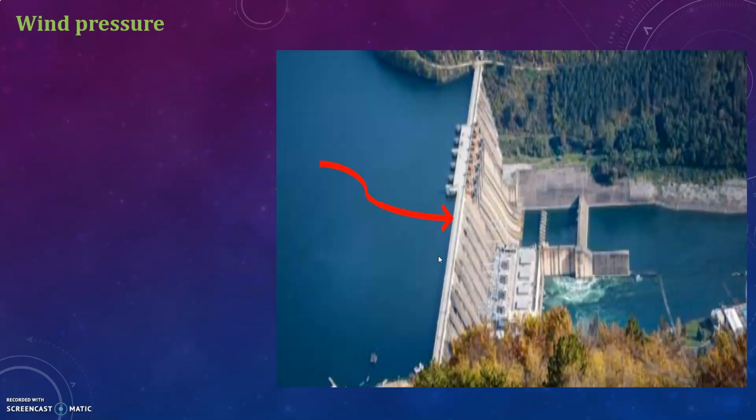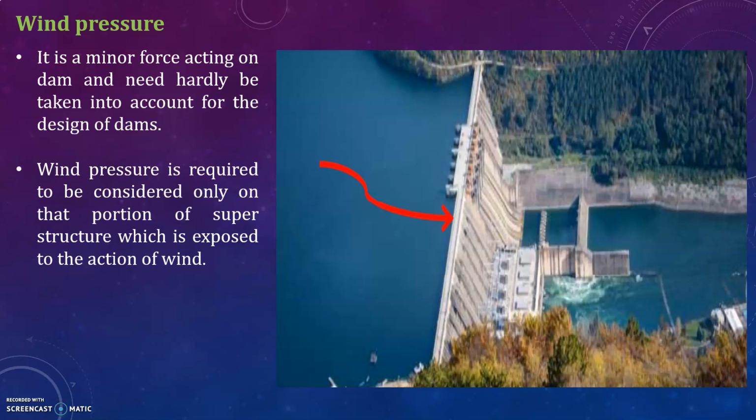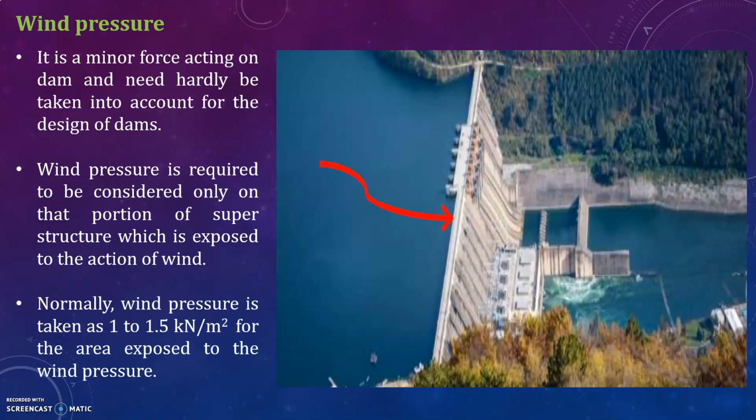The next one is wind pressure. It is a minor force and need hardly be taken into account for the design of dams. Wind pressure is required to be considered only on that portion of the superstructure which is exposed to the action of wind. Normally, wind pressure is taken as 1 to 1.5 kN per meter square for the area exposed to the wind pressure. You can see here, it is acting in this direction.